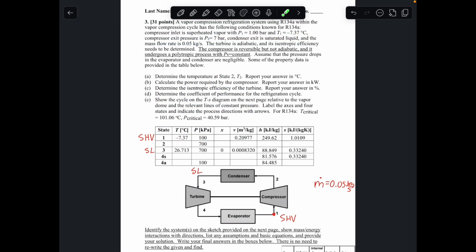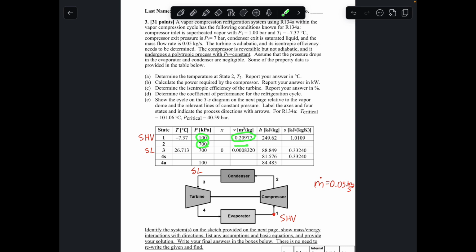All right, on to part A. We are asked to determine the temperature at state 2, T2, and to report our answer in degrees Celsius. So we're trying to find this temperature here that we are not initially given in the table, but what we are given is that we have a polytropic process with PV equal to a constant across the compressor. So that means that our P1 times our V1 is going to be equal to our P2 times our V2 across the compressor.